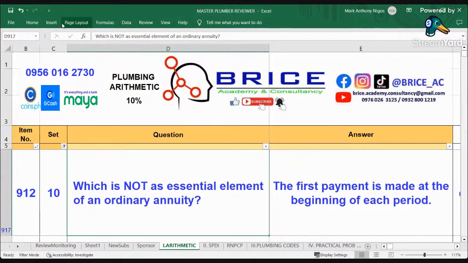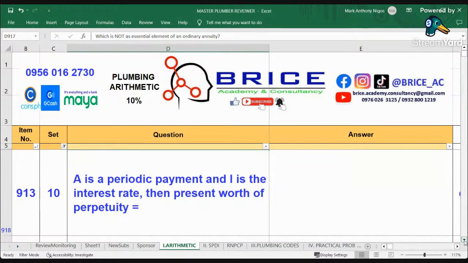And compound interest is paid on all amounts in the annuity. Patay po na lang sa comment section, no? 912, tatandaan natin yan. Yung mga essential or non-essential. Essential. Ito yung not as essential element. So yung essential element ng ordinary annuity, type ko na lang sa comment section.